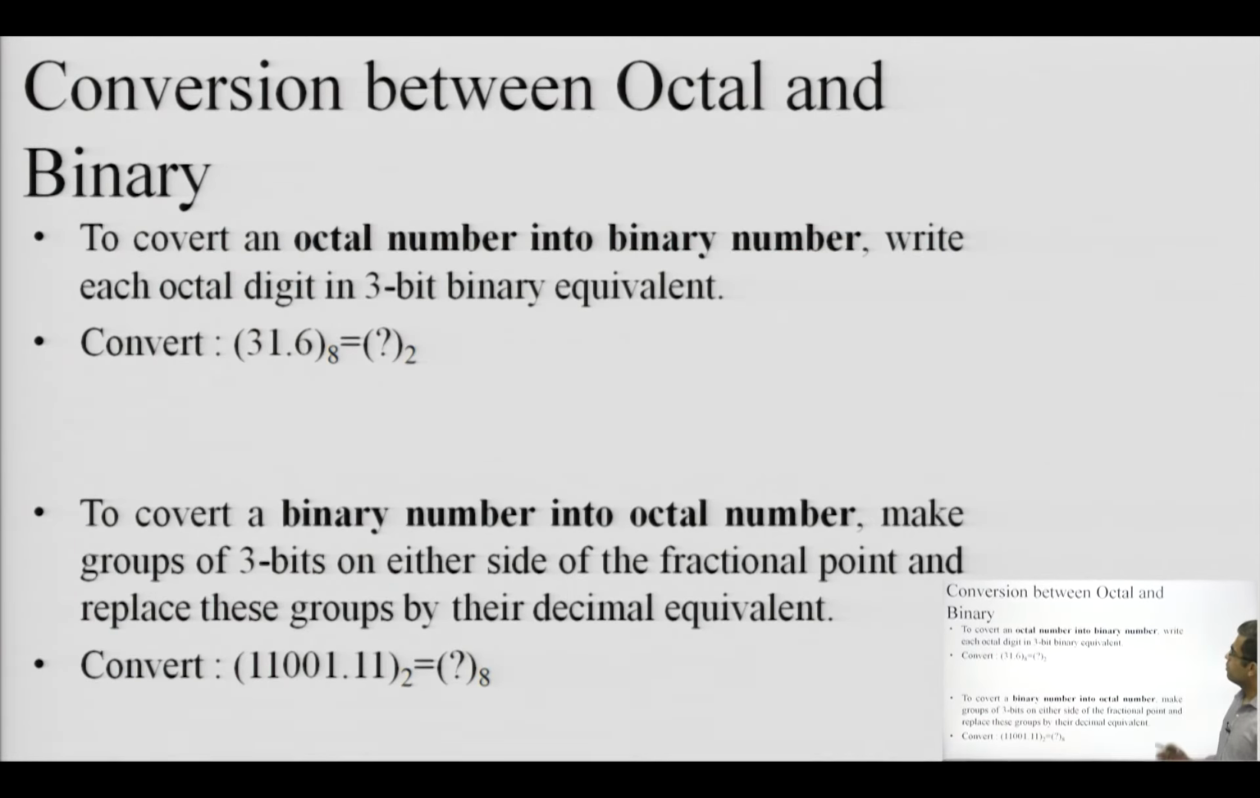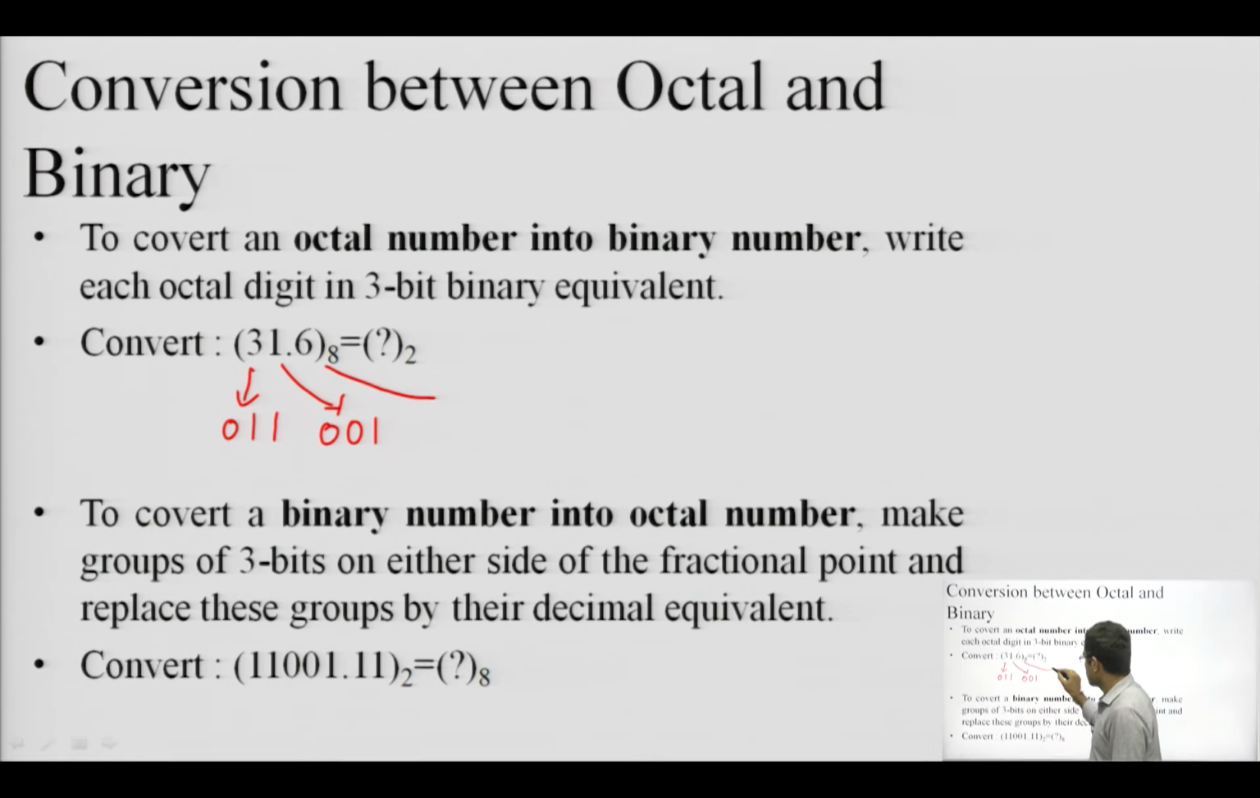Now, converting between octal and binary numbers. It is very simple to convert an octal number into a binary number. The rule says to write each octal digit as its 3-bit binary equivalent. So, these shortcuts which we have covered in the previous slide can be used now to perform these conversions. This 31.6 is an octal number and I have to convert this into binary. So, I have to just write the 3-bit binary equivalent of this 3. So, this will be 0 1 1. For this 1 it will be 0 0 1.